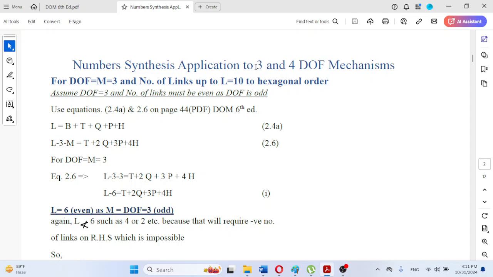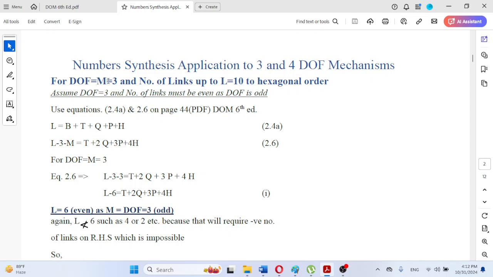I have not elaborated here the application to 2 DOF mechanism because a solution has already been given in the numericals. Because there is no numerical or problem available which demonstrates the application of number synthesis to 3 and 4 DOF mechanism, I have explained it here.